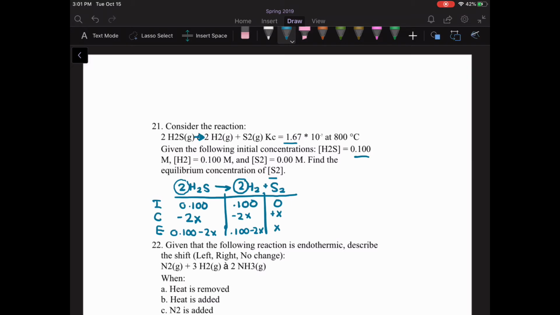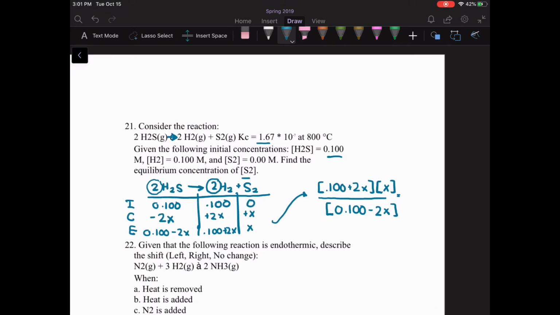Now I'm going to sub into my values up here, with my products on top. So it's going to be 0.100 plus 2x times x over 0.100 minus 2x. Now this looks intimidating, and you would have to use the quadratic formula, but you can use the small x approximation to conclude that essentially the x does not matter. So for this, I want to set it equal to the Kc that it gives me, which is 1.67 times 10 to the negative 7.